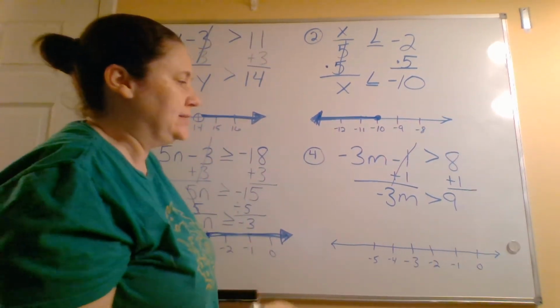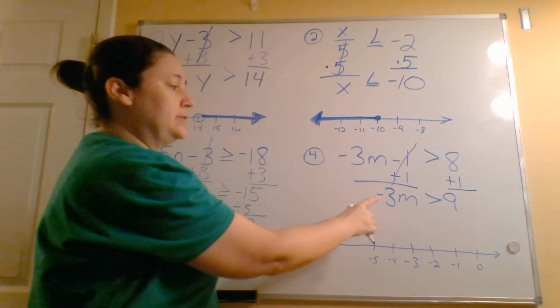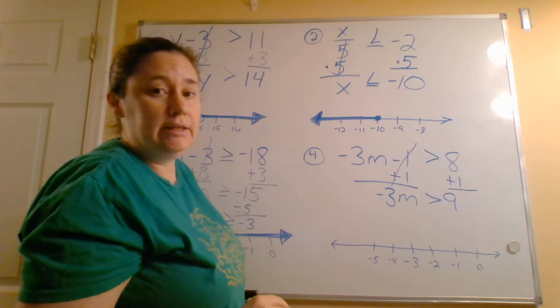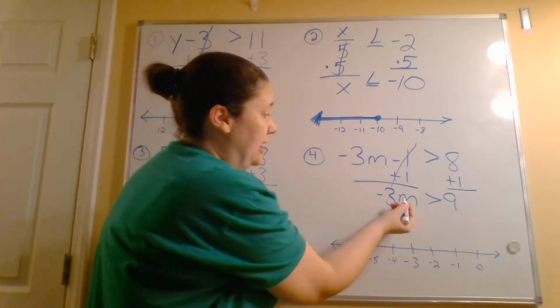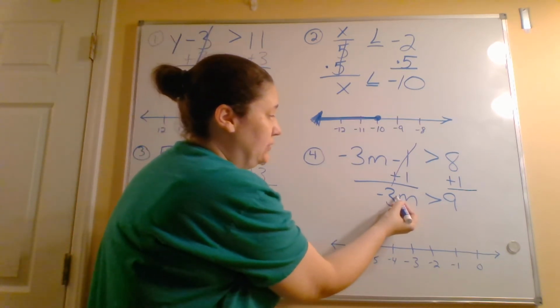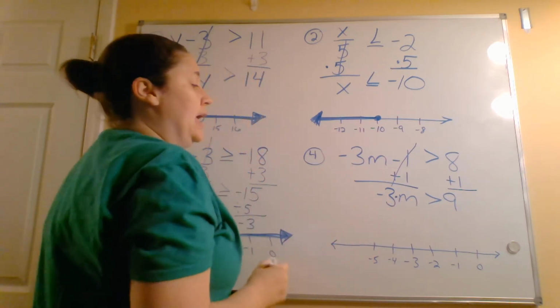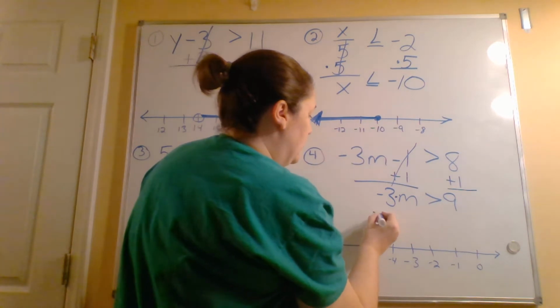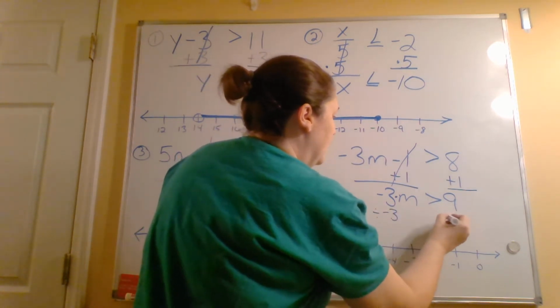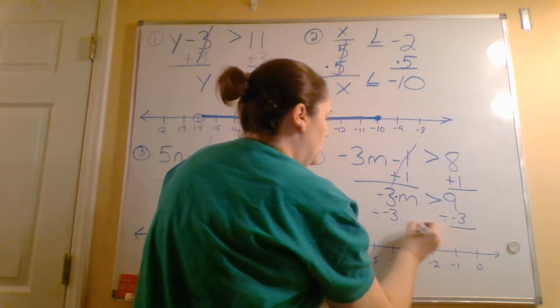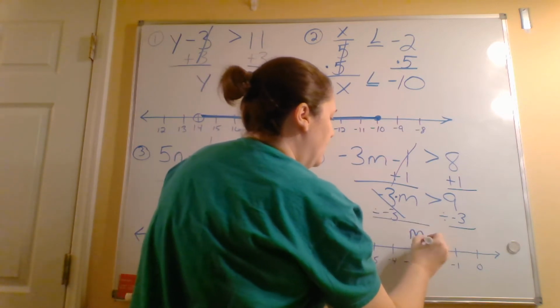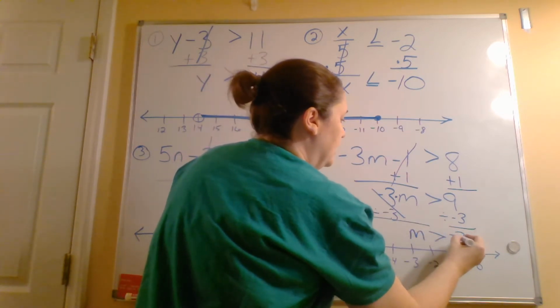Then for my second step, I had a few students who thought that 3 was being subtracted here. It is not, because m and negative 3 are sitting right next to each other with no sign between them. That means they're being multiplied. M is being multiplied by a negative 3, so we have to divide by a negative 3. The negative 3's cross off, and I have m is greater than negative 3.